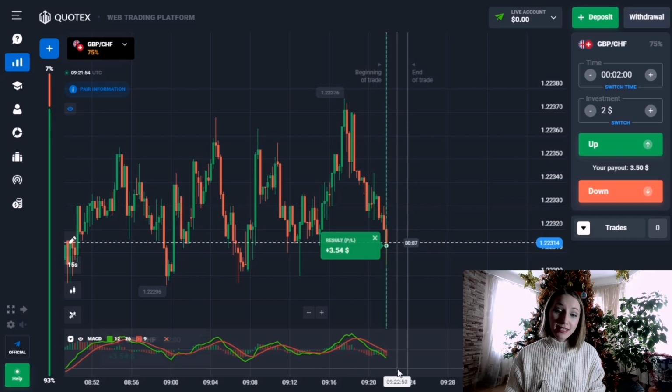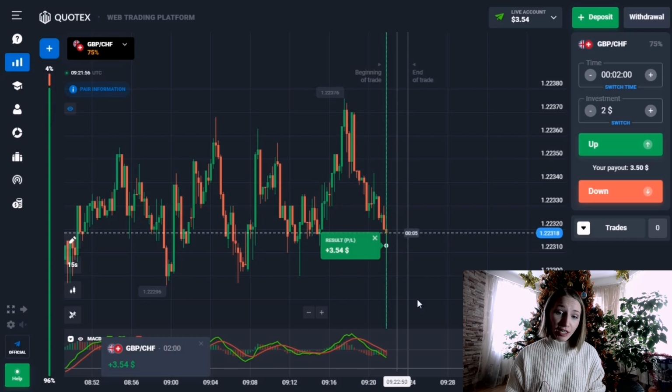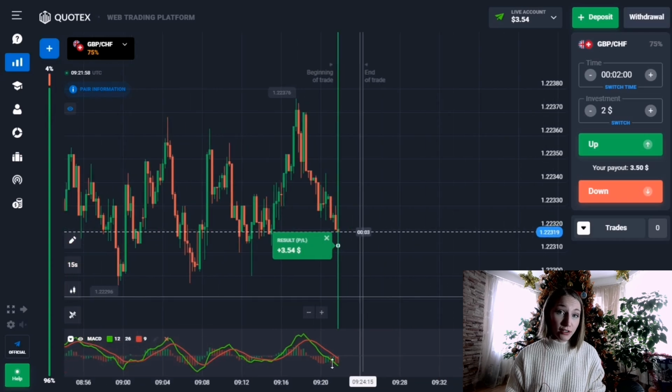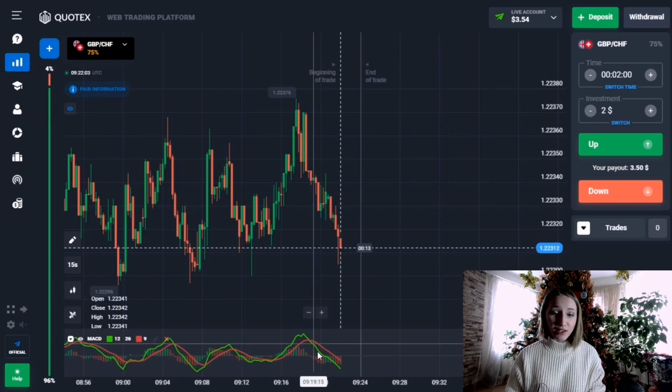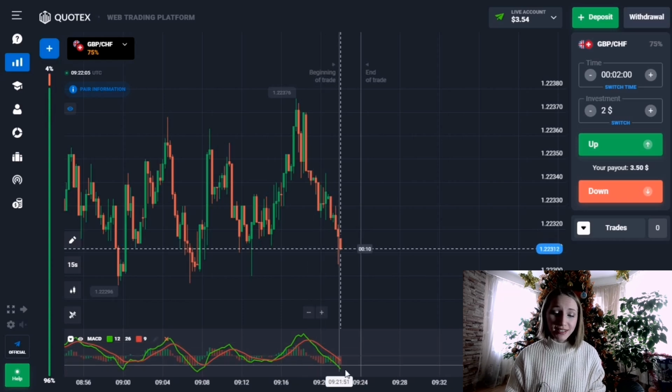Well, it's excellent. The price really continued moving down and we are getting our profit. So the indicator showed us a very good entry point and volumes really went lower. So let's continue and find something interesting.